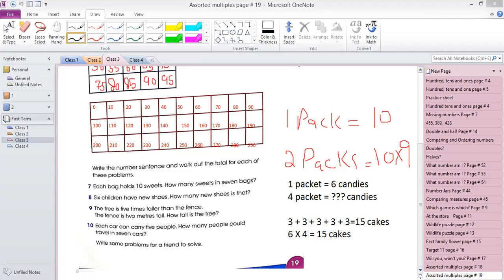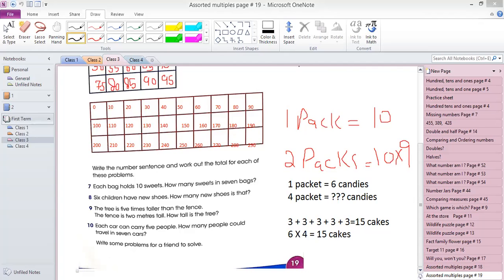Question number 9 is: the tree is 5 times taller than the fence, and the fence is 2 meters tall. The question gives you the information that the tree is 5 times taller than the fence. Then it tells you the height of the fence, which is 2 meters tall. How tall is the tree? You know that the tree is 5 times taller than the fence, so just multiply the height of the fence by 5 and you will get the answer. 5 times 2 equals 10. So the tree is 10 meters tall.